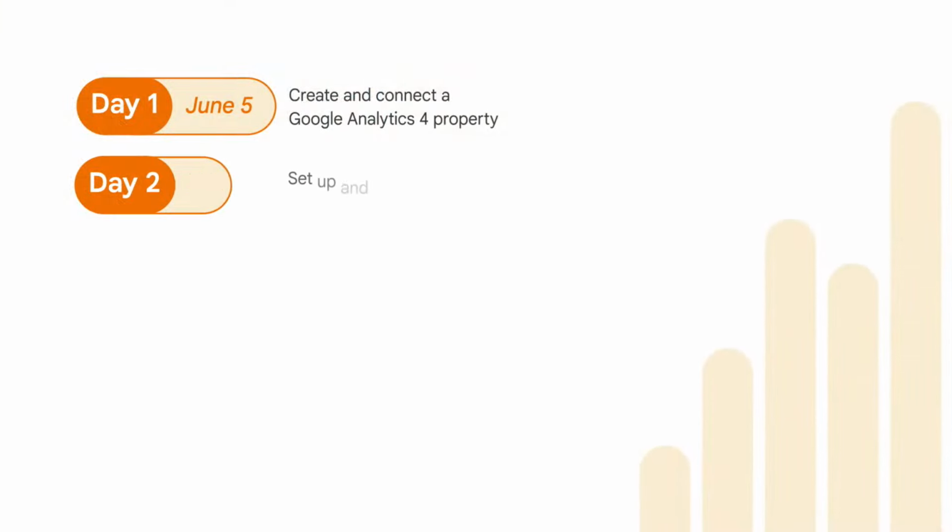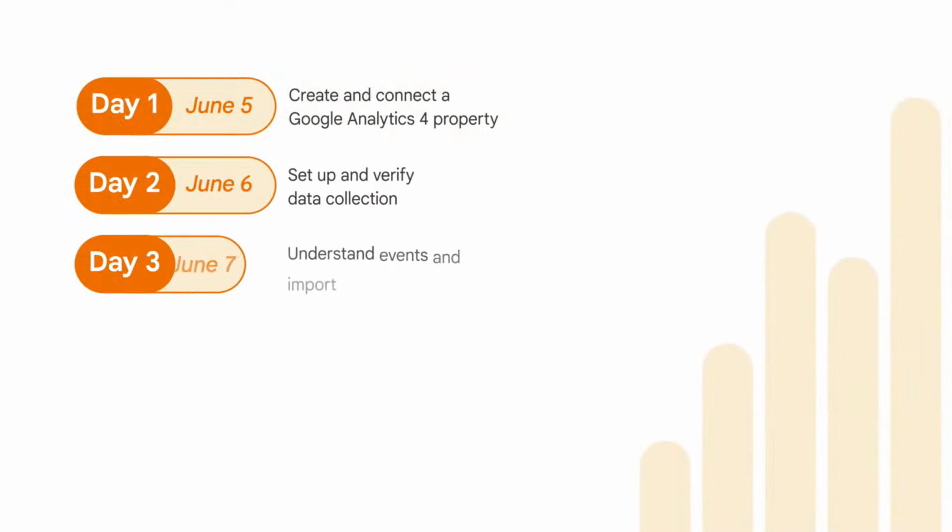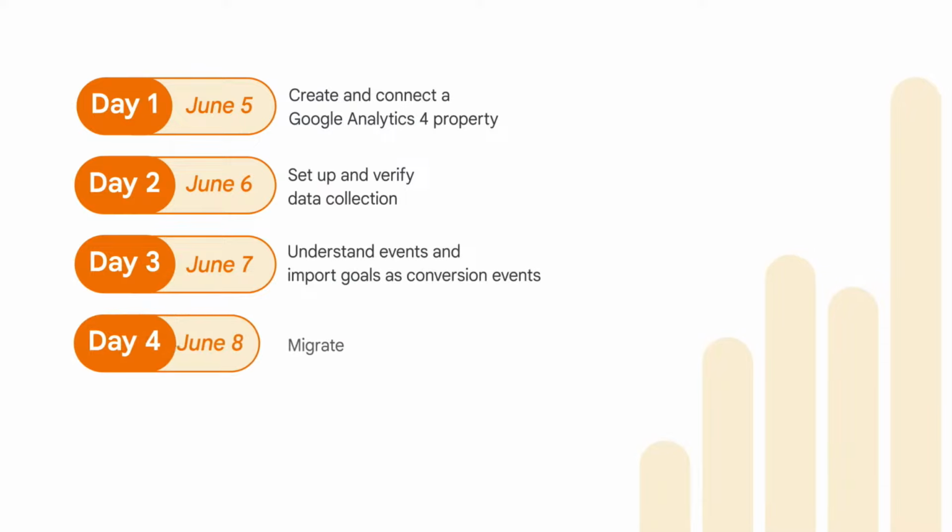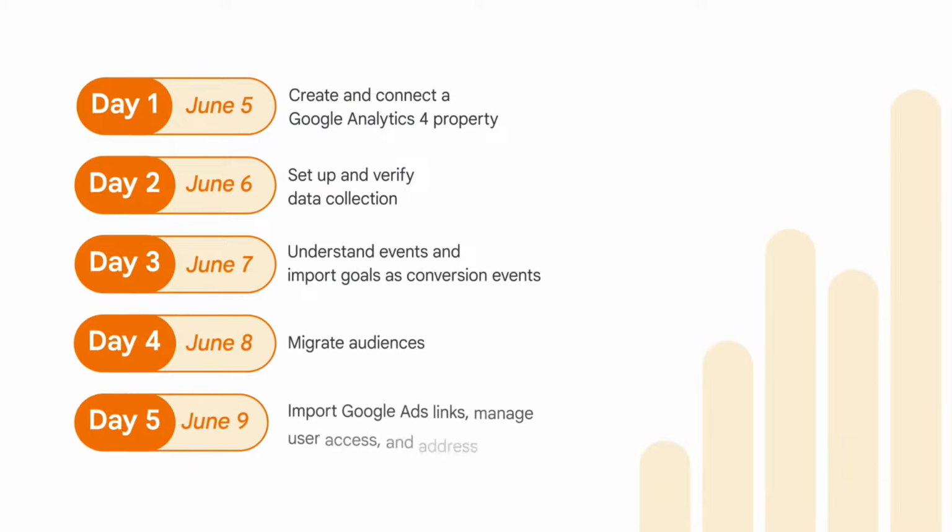All right, so the schedule is over, but I'm going to recap what we've done and then we'll head out. For this week, on day 1, we got our property set up. On day 2, we got all of our tagging and data collection configured. On day 3, we migrated our events and conversions to our new property. And then on day 4, we migrated our audiences. And today, we got ads linking and user permissions going and answered all of the rest of your questions.